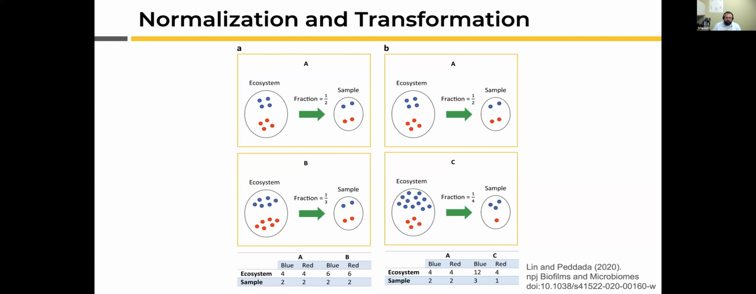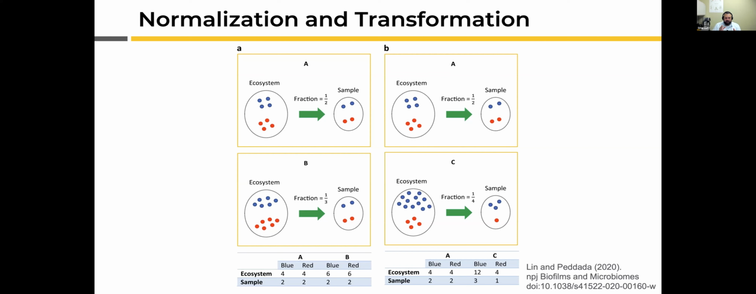But in some cases, in general cases, you want to try to mitigate that as much as possible. And here this simple example kind of shows some of the issues. So if you look at figure A, on the top, you're sampling from an ecosystem.